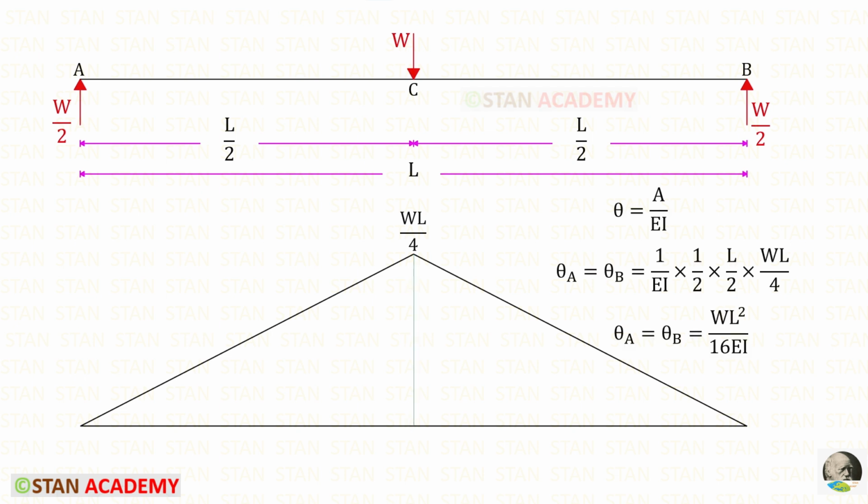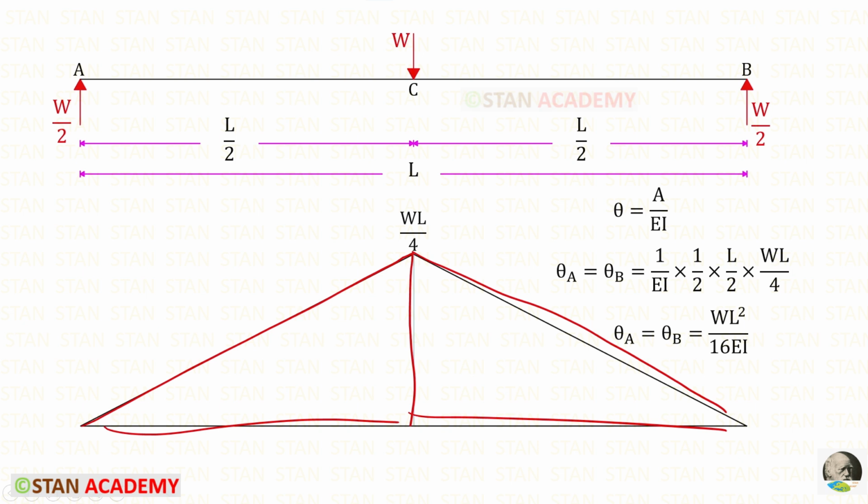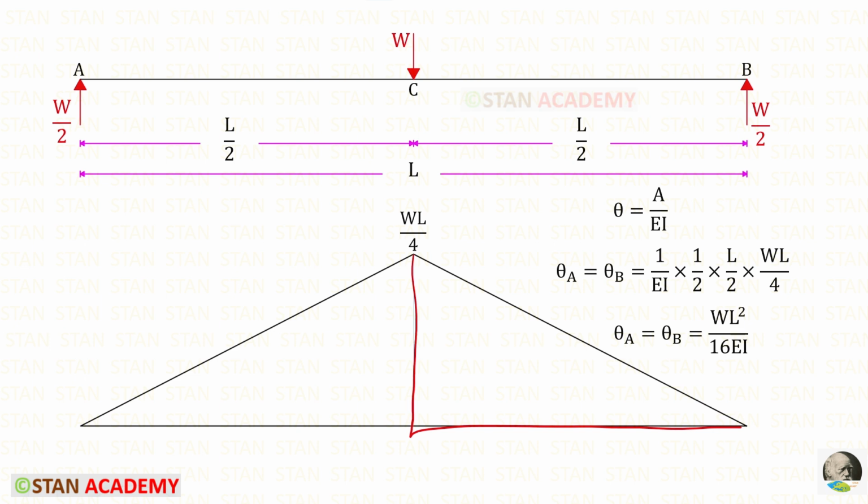To find the slope, this is the formula: area upon EI. We have to select any one of the triangles and find the area. You can see that both of the triangles are the same. So the expressions for theta A and theta B will be the same. Let us take this triangle and find the area. We know the area of a triangle is half into B into H. Here the breadth is L upon 2 and the height is WL upon 4. So this is the area. In this way, for theta A and theta B, we will get WL square upon 16 EI.